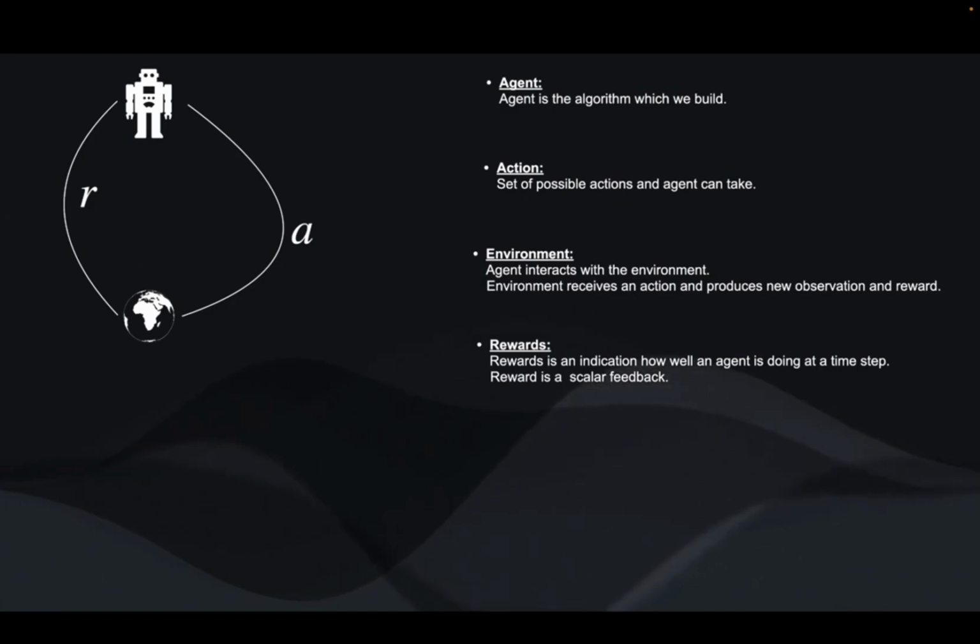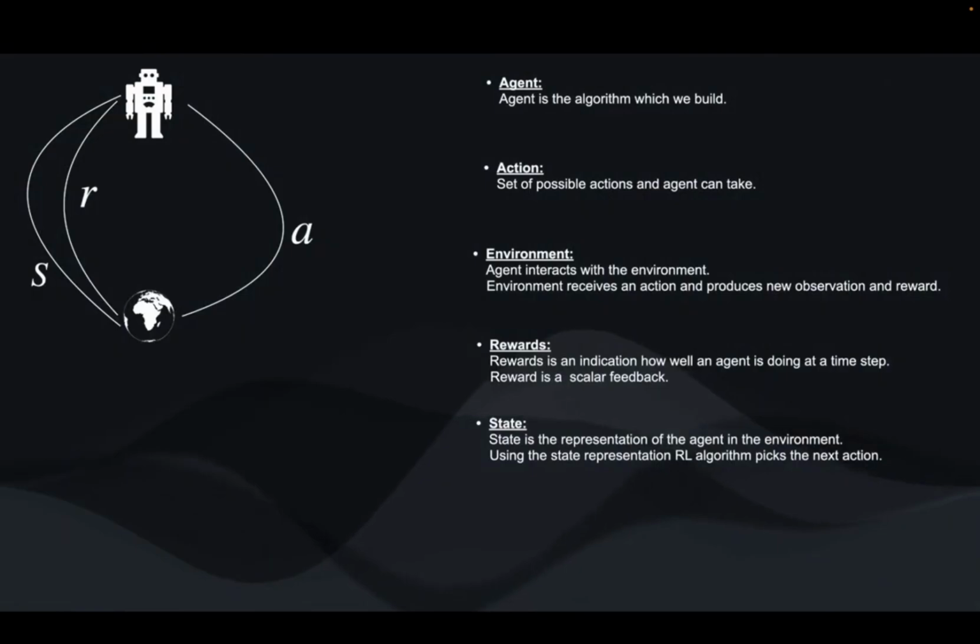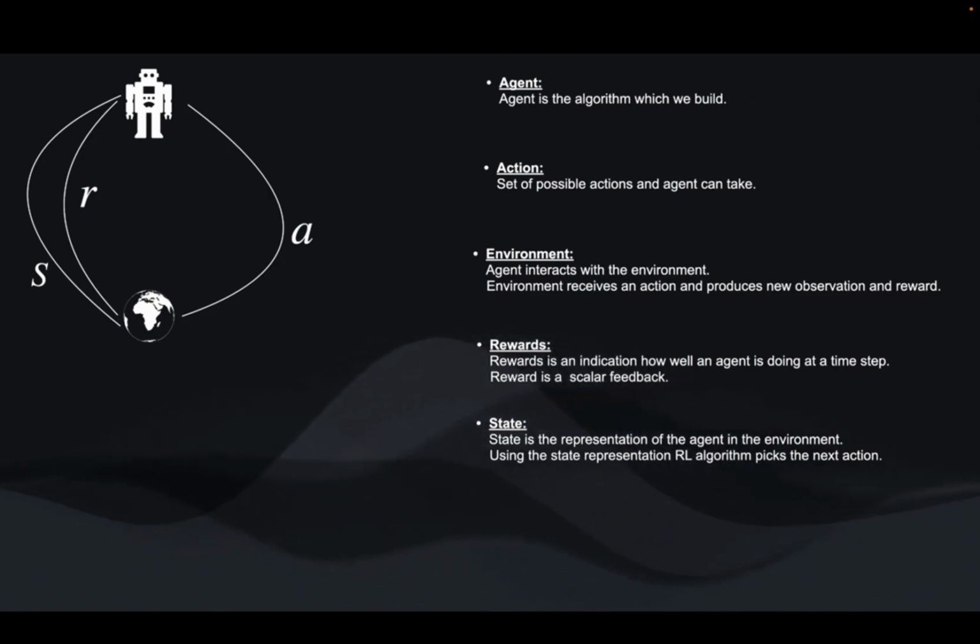You should remember that the reward is a scalar feedback, because we will use this concept when we talk about RLHF. The environment not only emits the reward, it also emits a new state. Based on the action, the agent moves to a different state, and that state is a representation of the agent in the environment. Using the state representation, the RL algorithm picks the next best action.